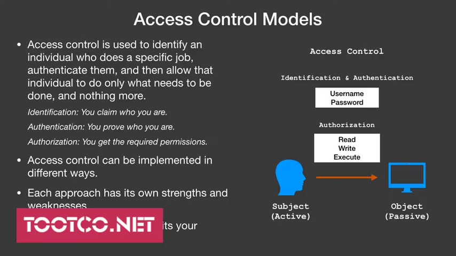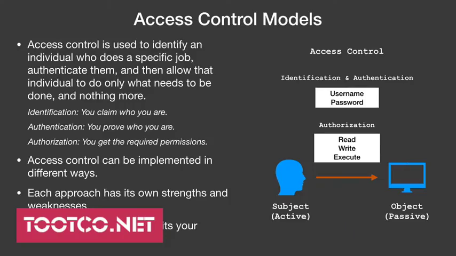And that's authorization. Identification is you claim who you are. Authentication, when you prove who you are. Authorization is when you get the required permissions. On a computer or network, your access is controlled in a similar fashion. Your username is used for identification, your password is used for authentication, and once you are authenticated, the computer can refer to some sort of access control list to know what all activities you are allowed to do and what you are not allowed to do. And that's what we call authorization.